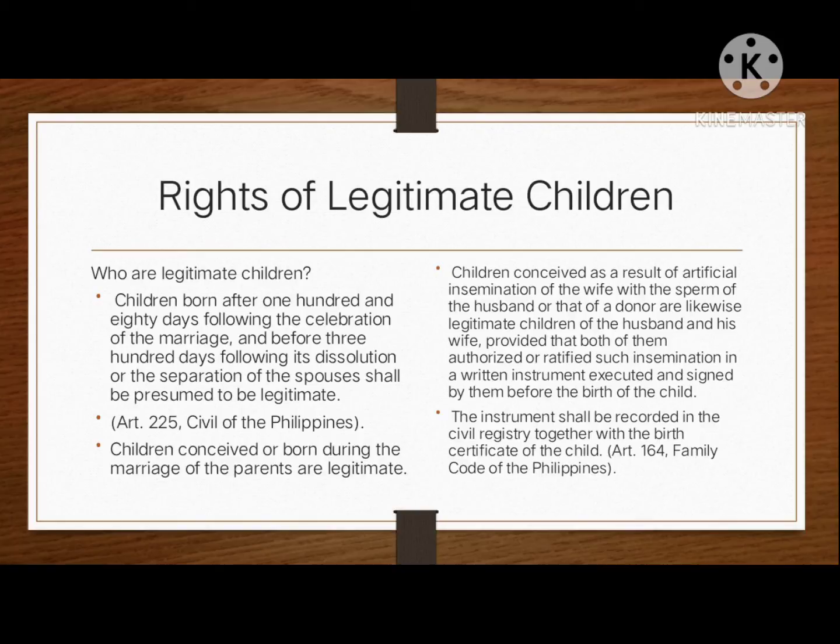So, the legitimate children have the right to receive support from both of their parents, and to be entitled to the legitime and other successional rights granted to them. So, these are a few of the rights of the legitimate children when the parents separate, or even when the parents are still intact.